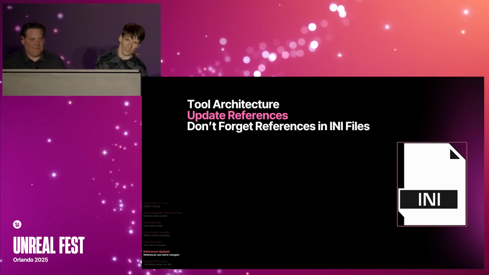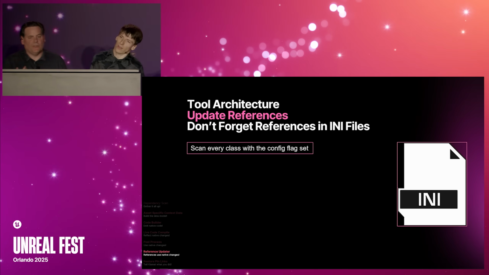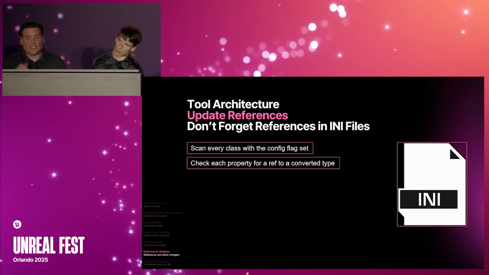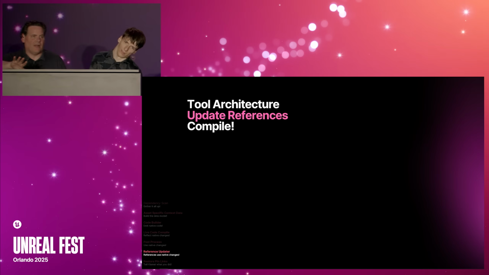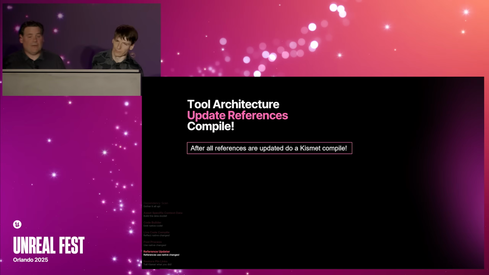So don't forget INI files, right? Basically, all you have to do is scan every class with the config flag set and check each property for a ref to a newly converted type. Honestly, we recommend stopping there for INI files. Let an engineer look at it from that point. You need to make decisions. It's not very straightforward to automate. Yeah, it needs to be a conscious decision. That's right. Now, basically, you're done.